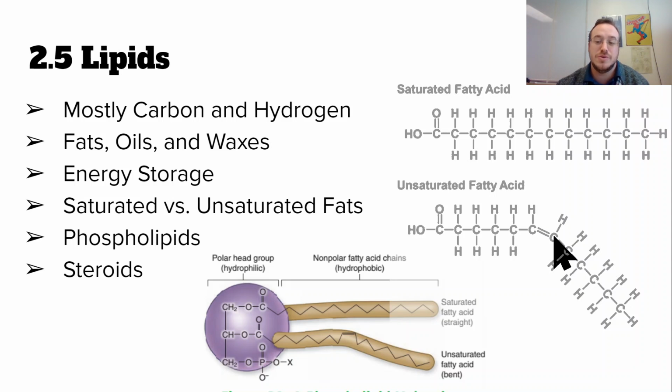And next year, if you take chemistry, we'll talk even more about that. You should have talked a little bit about it in physical science last year. Right, so this bent chain is an unsaturated fatty acid. So unsaturated means there's more hydrogens that can be bonded to it. A saturated fatty acid, we've got as many hydrogens as possible.